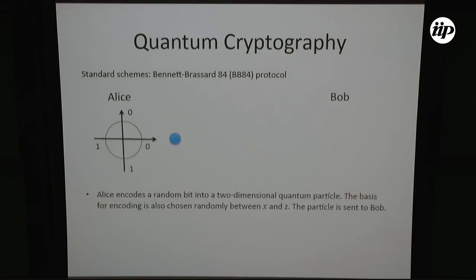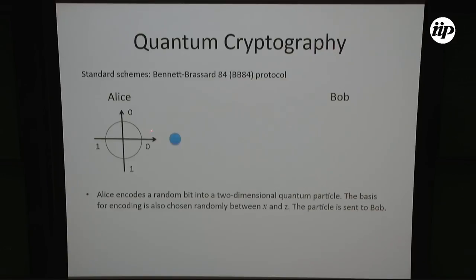Let's try to understand what's the logic of quantum cryptography. I will illustrate that with the first protocol that was invented by Bennett and Brassard, Bennett at IBM, Brassard at Montreal, in 1984. It's called BB84 because of that. The protocol is very simple. What you need to know about quantum physics is very simple. It's just textbook quantum physics.